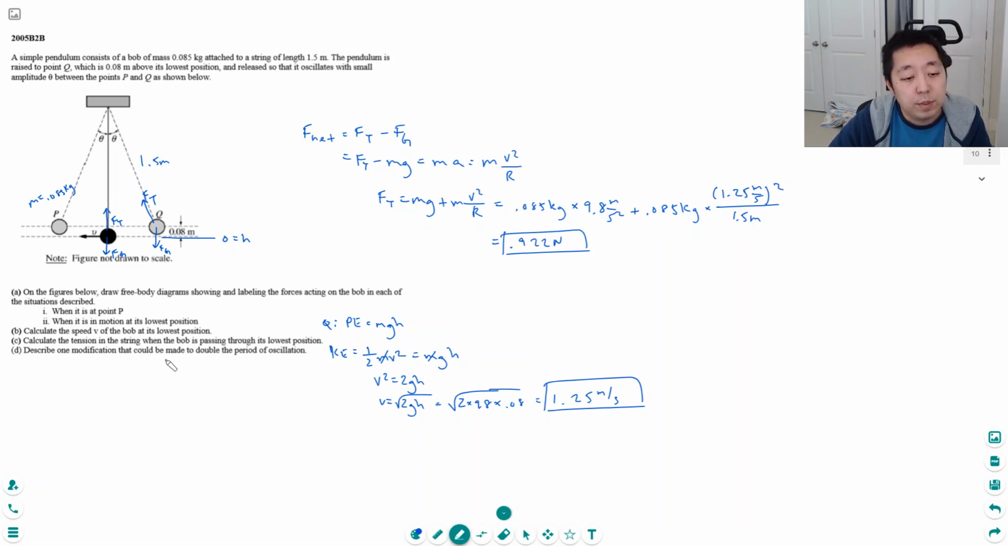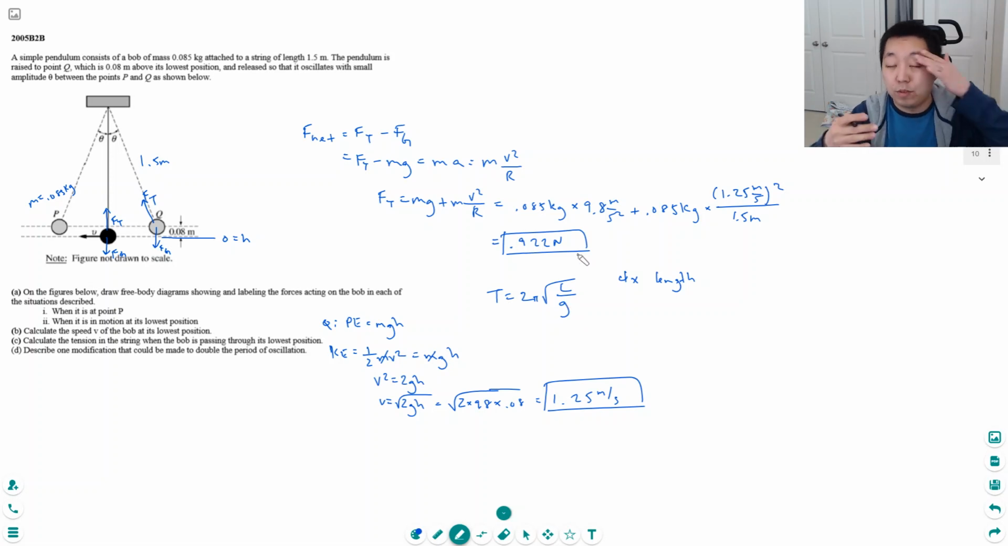Describe one modification that could be made to double the period of oscillation. The formula for the period is 2 pi root L over g. So to double the period, I could use 4 times the length. If I quadruple the length of the string, that would make the period go up by 2 because the square root of 4 is 2. I could also halve the gravity. To do that, you would have to move to a different planet. But I think 4x length would probably be the easiest way to do it.